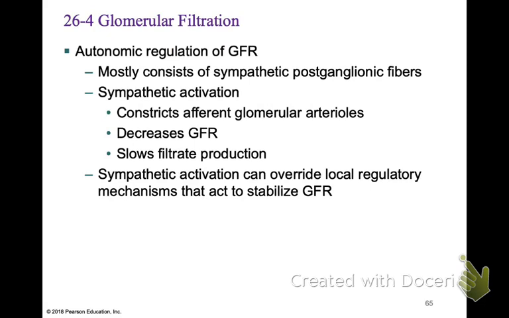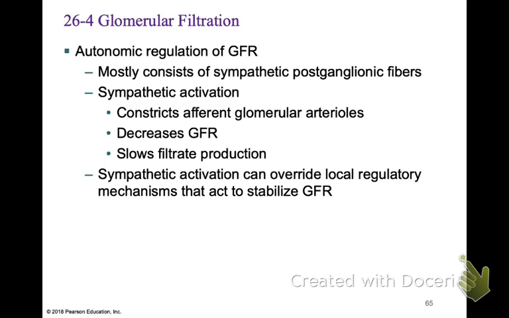Autonomic regulation is mostly through those sympathetic nerve fibers to the kidneys, and mostly what that does is it causes constriction of not just the afferent arterioles, but the entire renal arterial system, renal arteries, and all of the arteries in between those and the afferent arterioles. Generally, you're going to do that if you need to shunt blood away from the kidneys to, say, your active skeletal muscles. But consequently, you're going to decrease the GFR and slow filtrate production.